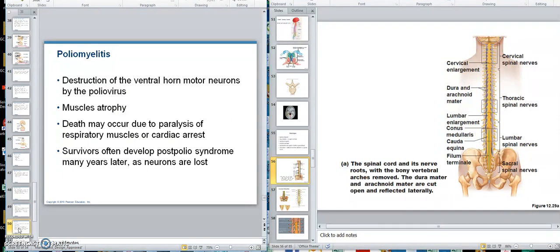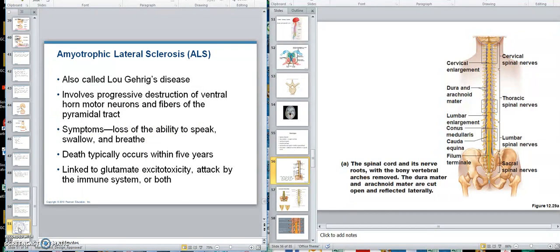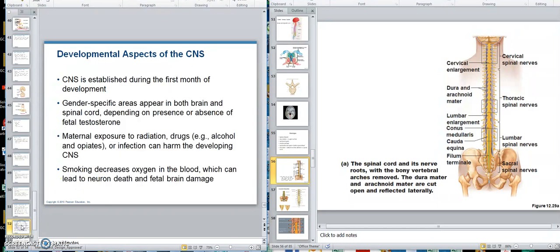Poliomyelitis, hopefully everyone knows this, was a poliovirus, muscle atrophy, destruction of the ventral horn motor neurons, which then would give an atrophy, because that would be really a lower motor neuron lesion. The death generally occurs because you can't breathe. Okay. Amyotrophic lateral sclerosis, that's Lou Gehrig's disease, progressive destruction of the ventral horn and fibers, loss of ability to swallow and breathe. You can look at these yourself.